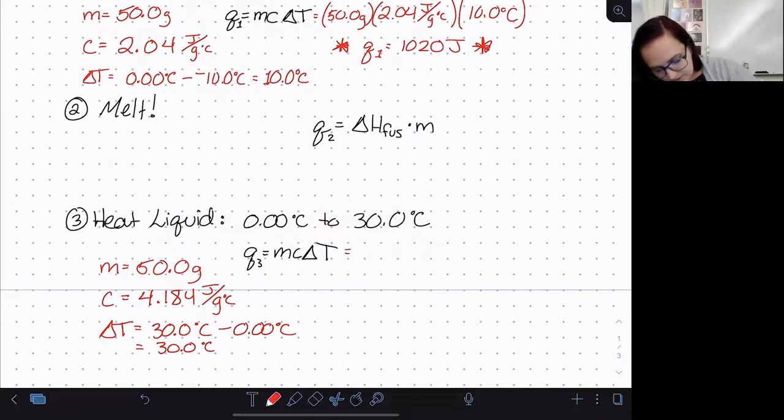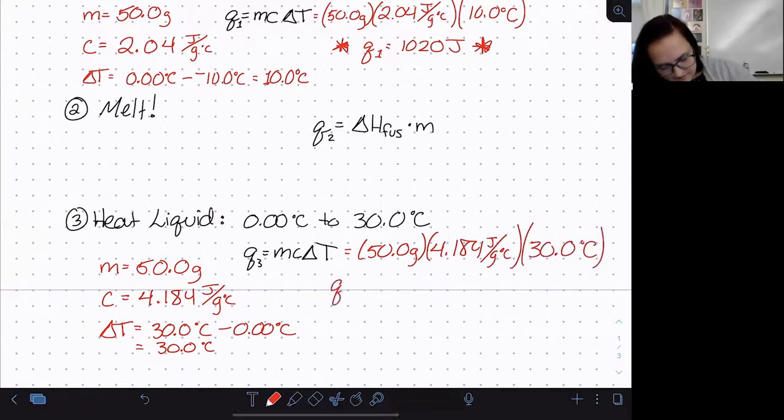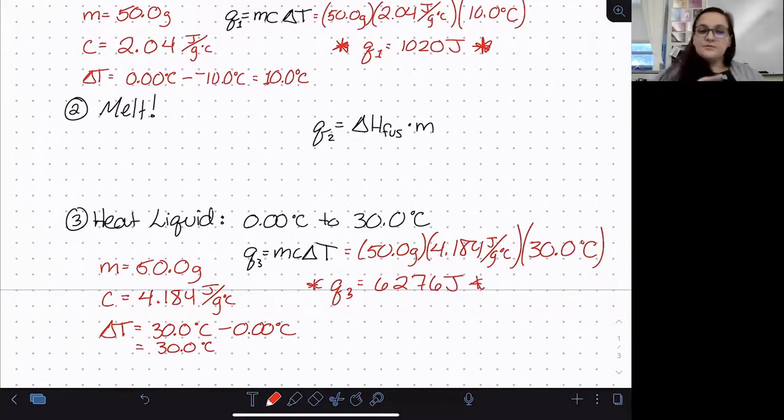So we can plug those values in. We've got 50 grams, 4.184 joules per gram degree Celsius times 30 degrees Celsius gets us a value for Q3 of 6,276 joules. So those are the more familiar calculations to us. The melting process itself is still a little bit new and different, but not too complicated.